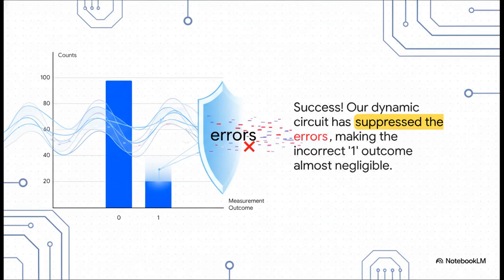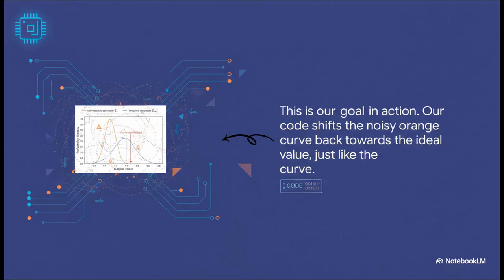That's awesome. This picture really tells the whole story, doesn't it? Imagine that orange, spread-out curve is our noisy, error-filled result. It's all over the place. And what our code did was act like a shepherd, herding all those scattered results back towards where they belong, creating that tight, accurate blue curve. That's not just a graph, that's a picture of what your code can do.